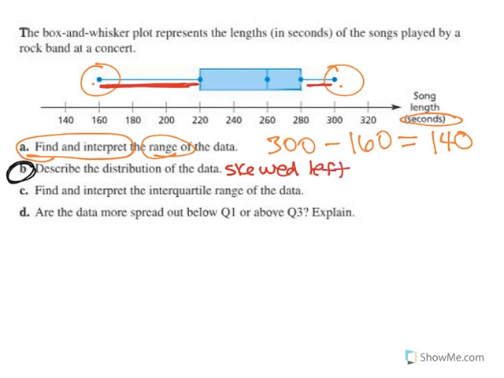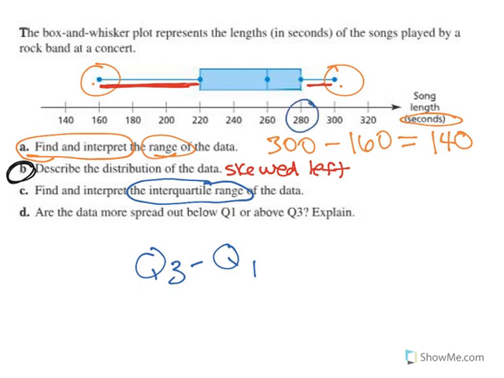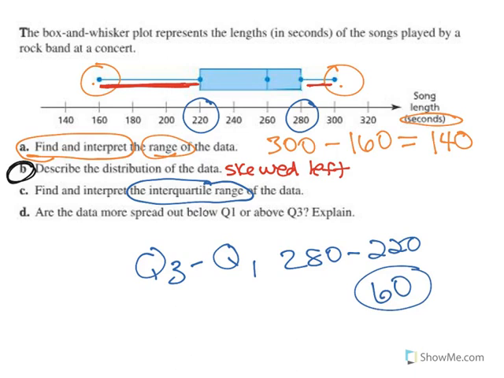Okay, so this last piece here, find and interpret the interquartile range. Make a note of this. It's not in your notes anywhere. Somehow you're just supposed to know this. The interquartile range is Q3 minus Q1. That's it. So we're going to take Q3, subtract Q1, and the interquartile range is 60.